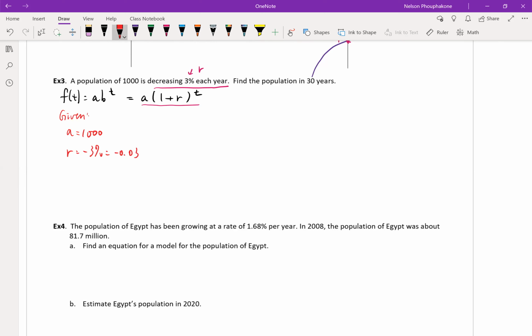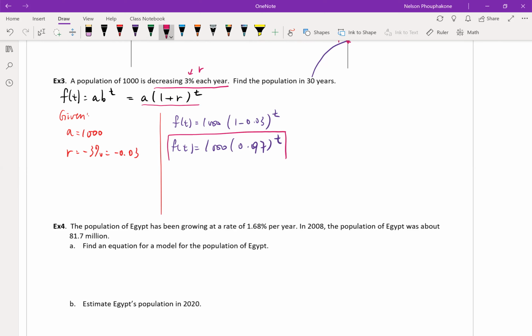Now let us try to work out the problem. I will have f of t equal to 1,000 times (1 minus 0.03) raised to the power of t. Then if I simplify, it will be 1,000 times 0.97 to the t. So now you will see that we just have the function.